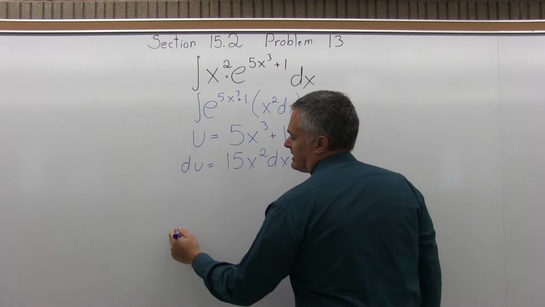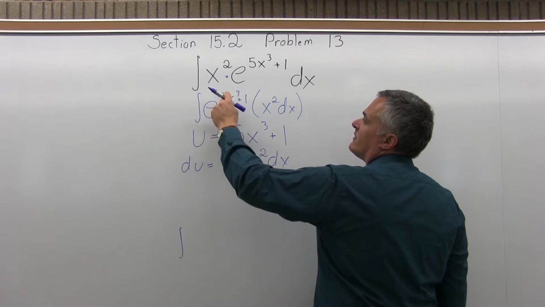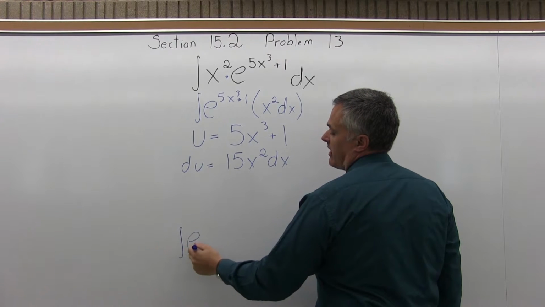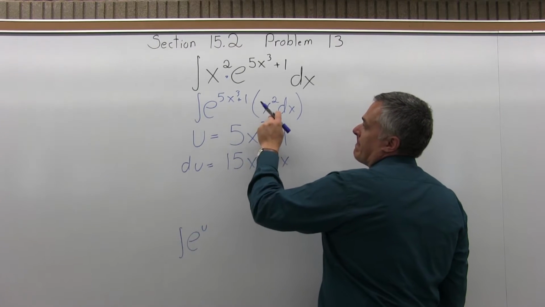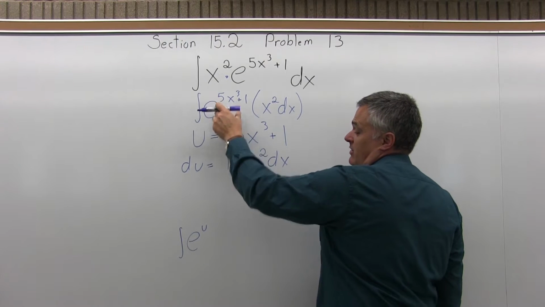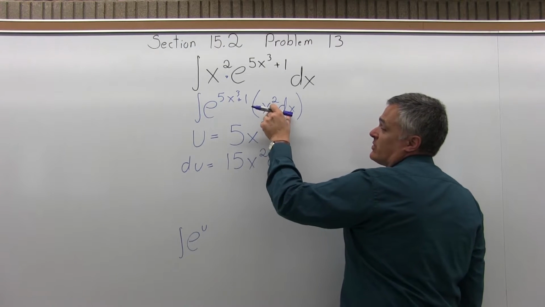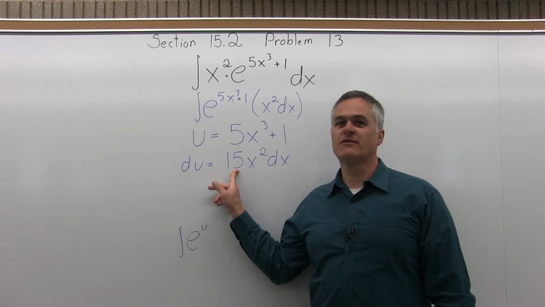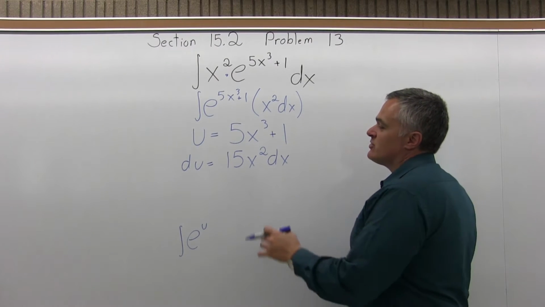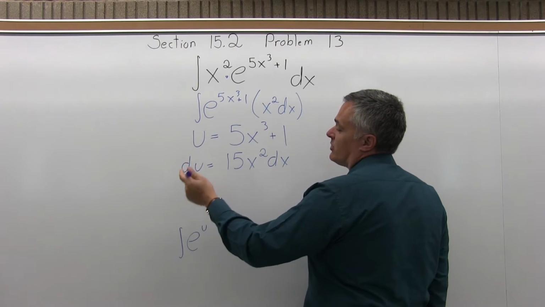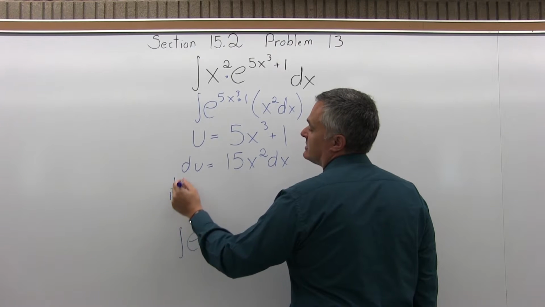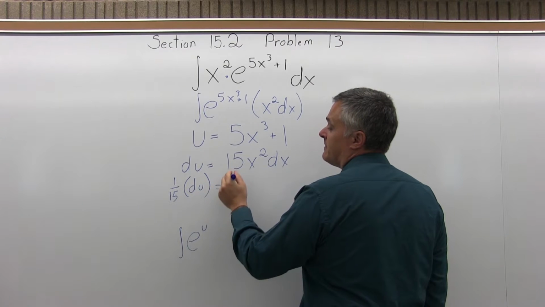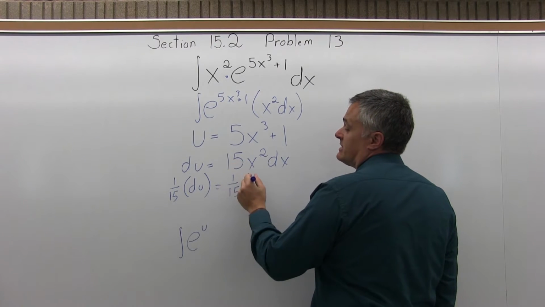So as I rewrite it, the e to the 5x cubed plus 1 is a very easy match for e to the u. Now, I've got the e to some power part matched up nicely. X squared dx, I don't quite have a perfect match for. I have an x squared dx, but there's a times 15 in front of it. I have to cancel the 15. Again, this trick has come up a few times. I have an equation. I can do whatever I want as long as I do the same thing on both sides. So on both sides, I'm going to do times 1 over 15. 1 over 15 times the left side of my equal sign, and 1 over 15 times the right side of my equal sign.